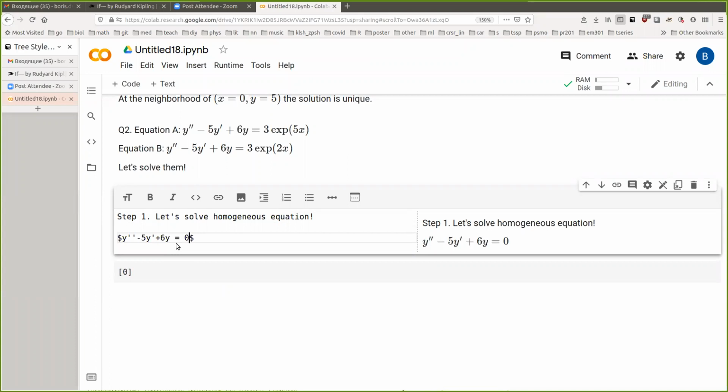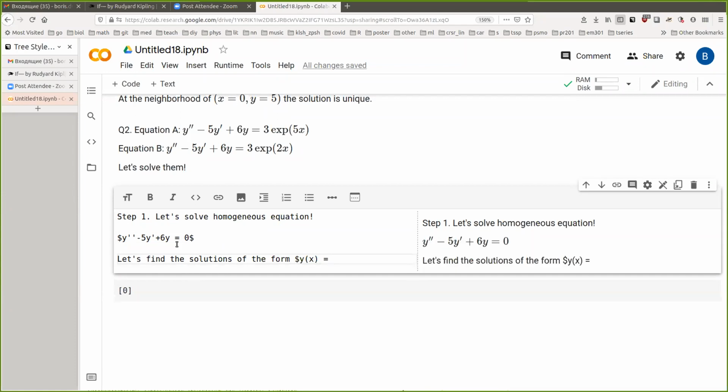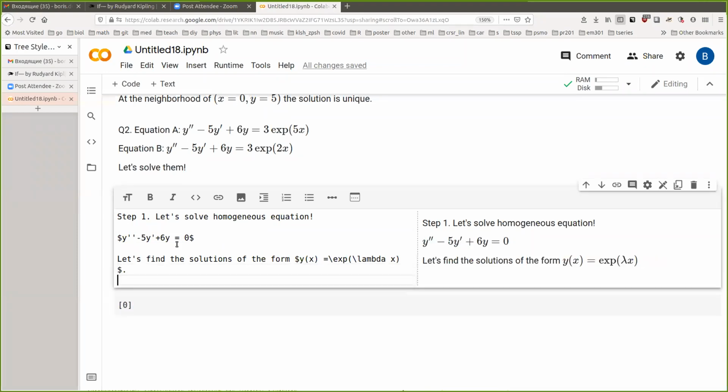Be active, please, because it's very awful when you are just quiet, and it's not a lecture, it's your work. Who has already solved it? Who has found characteristic roots? Okay, then let's find the solutions of the form y of x equals exponent of lambda x. Yeah, we are searching for solutions of a very special form.